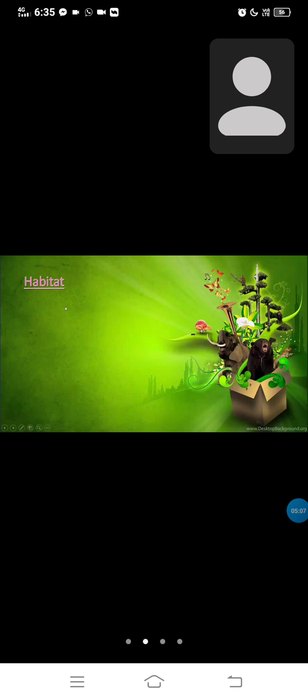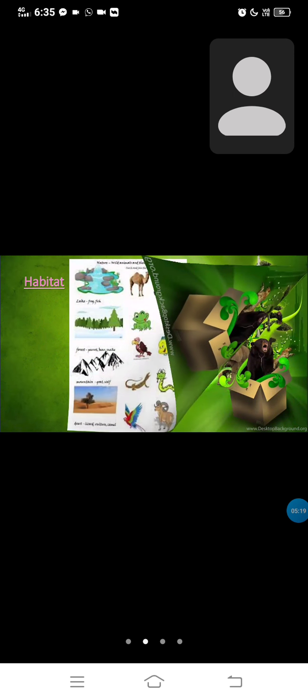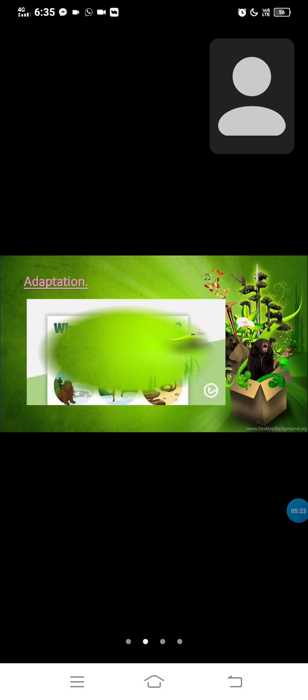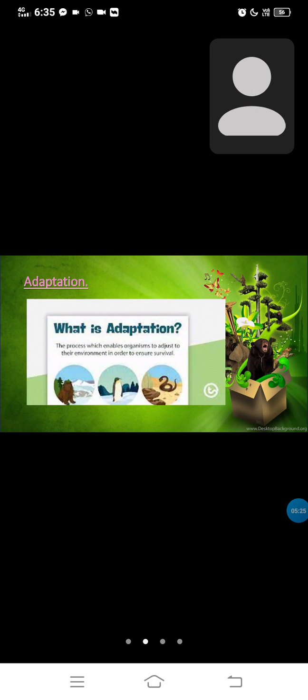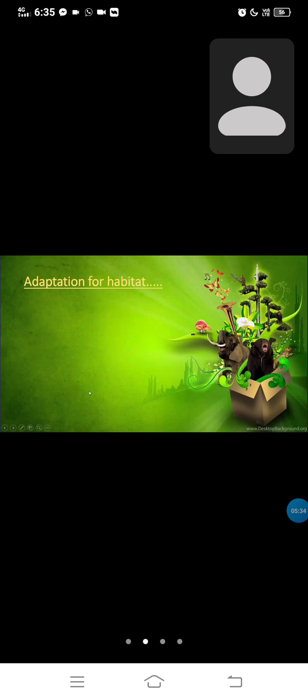Next, we are going to learn about habitat. An animal's immediate environment which suits its requirements is called its habitat. Next, we are going to learn about adaptation. An animal's ability to adjust to its environment is called adaptation. Next, we are going to learn about adaptation for habitat.